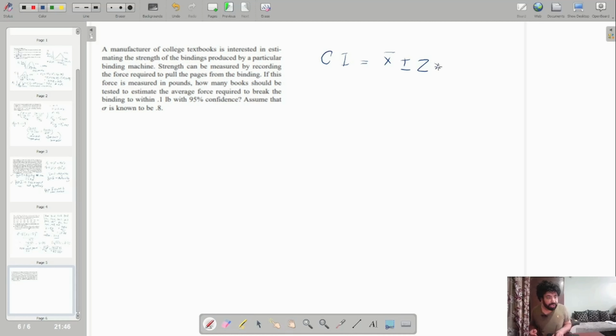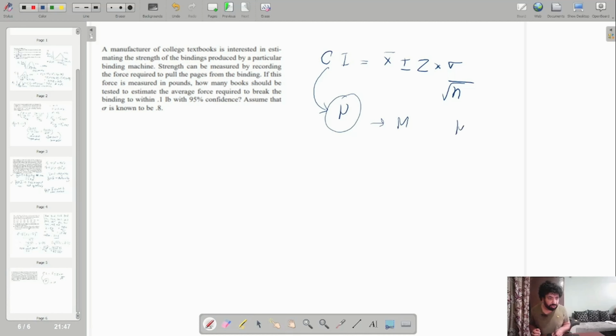In addition to this, I multiply this value with the population standard deviation divided by root n, where n is the sample size. Now, what is actually happening when we have a margin of error? It tells us the amount by which we expect our estimate to differ from the true population mean. So the confidence interval gives us some range for the population mean, and the margin of error tells us the amount by which our estimate differs from the true population mean.